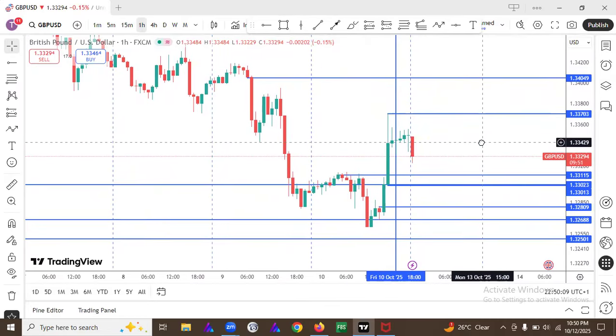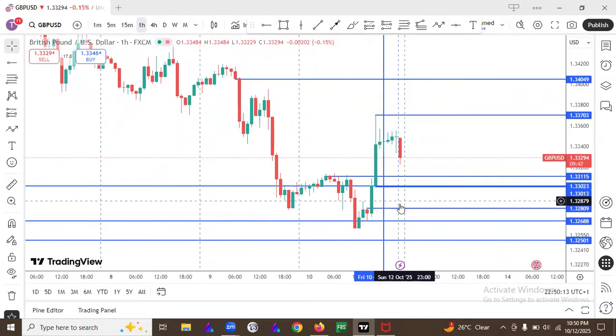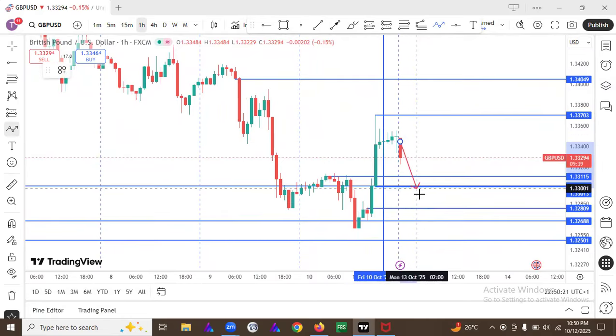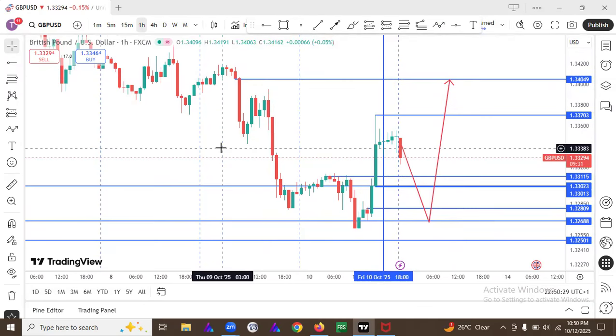Okay, so that's my take on GBPUSD. I'm looking for a buy opportunity on GBPUSD. I would love to see price pull back to one of the zones before going bullish. Okay, so let's move to the next pair, EURUSD.